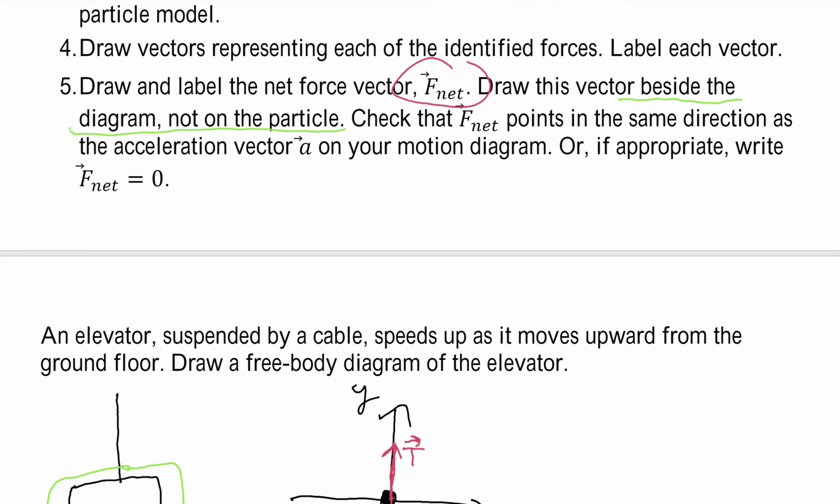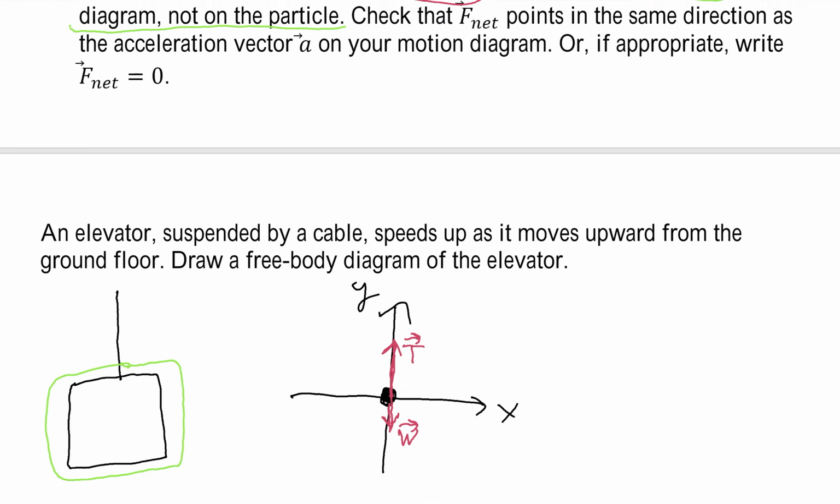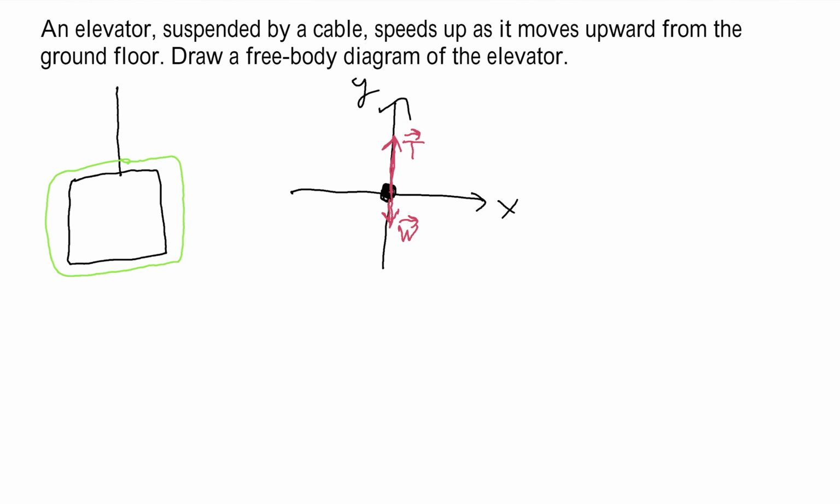There you go. F-net. Is there an F-net here? We're not told that there is, but are we speeding up? Which way are we speeding up? We're speeding up, and that means we have an acceleration up, which means the F-net must be in the same direction as that acceleration. So off to the side, I will write F-net. It is a vector, so it's a vector symbol above the F-net. And I've got to draw an arrow in that direction, up. Now we have completed the free body diagram.